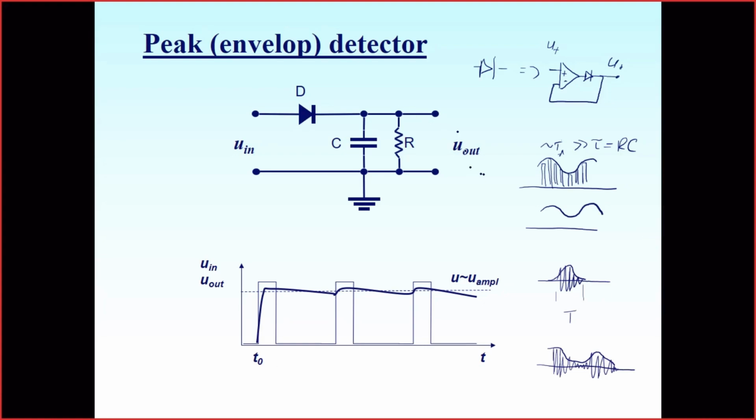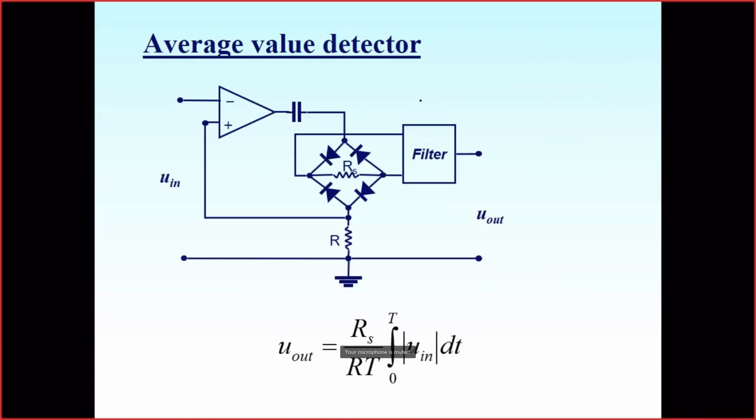Of course, the bigger the difference between the characteristic times of the amplitude change and the characteristic time of the pulses themselves, the more accurately the detector works. So the period of the pulses should be much less than the period of the amplitude change. In this way, it works very well as an envelope detector.